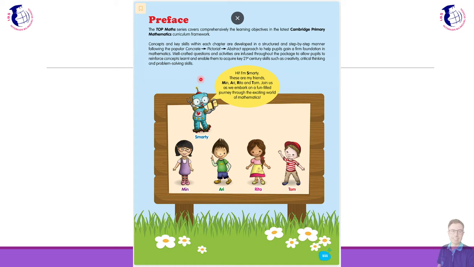And at the beginning of your textbook, you should see all these characters. Hopefully you are familiar with them from grade 1. We have Smarty, Min, Ari, Rita, and Tom. And they will be the little characters which will help you throughout this book.